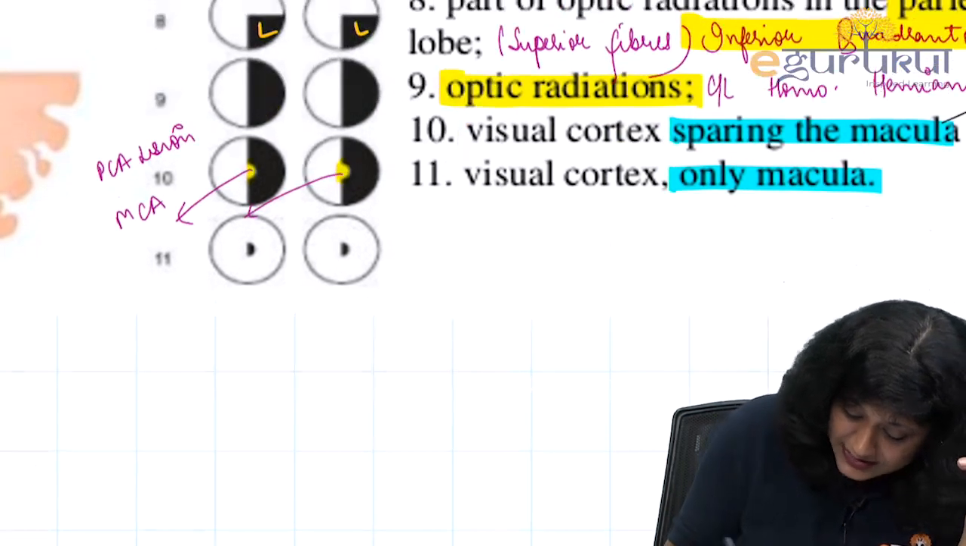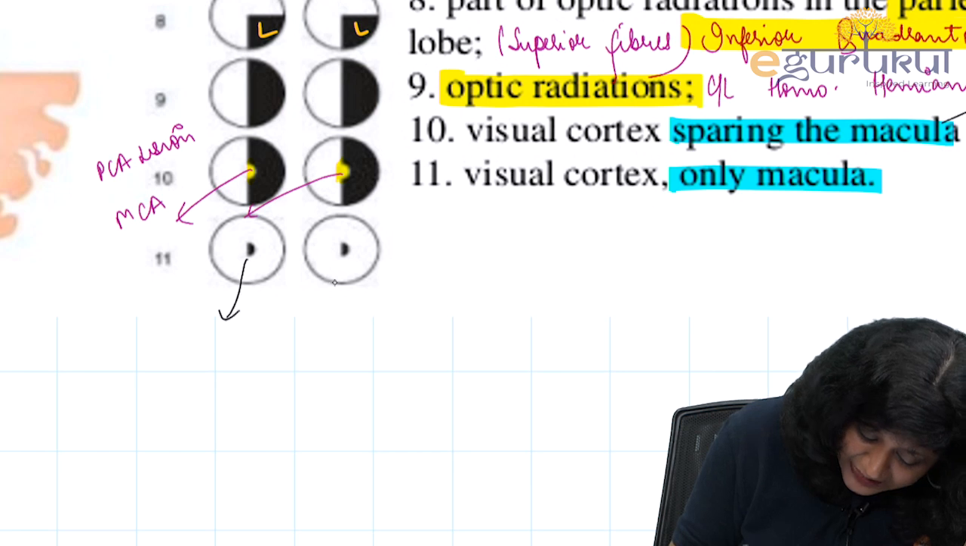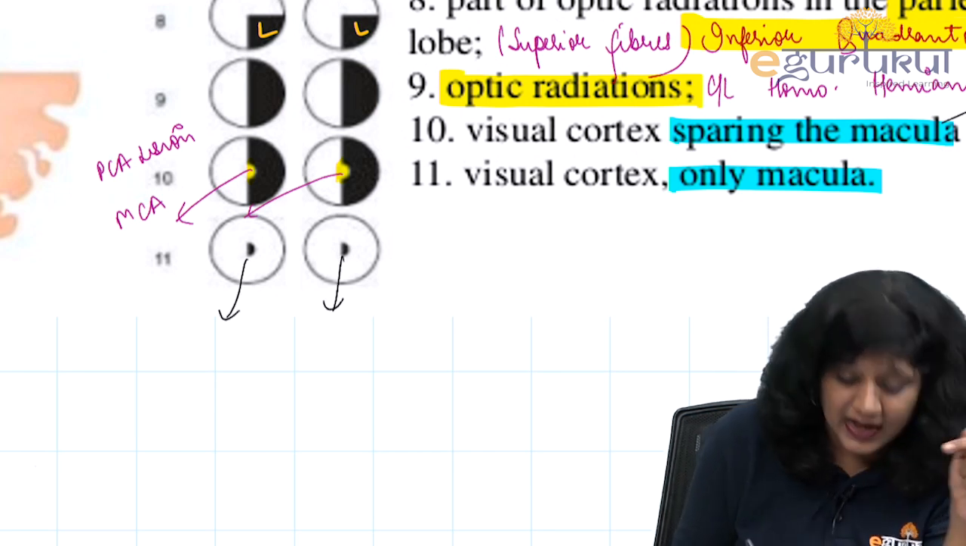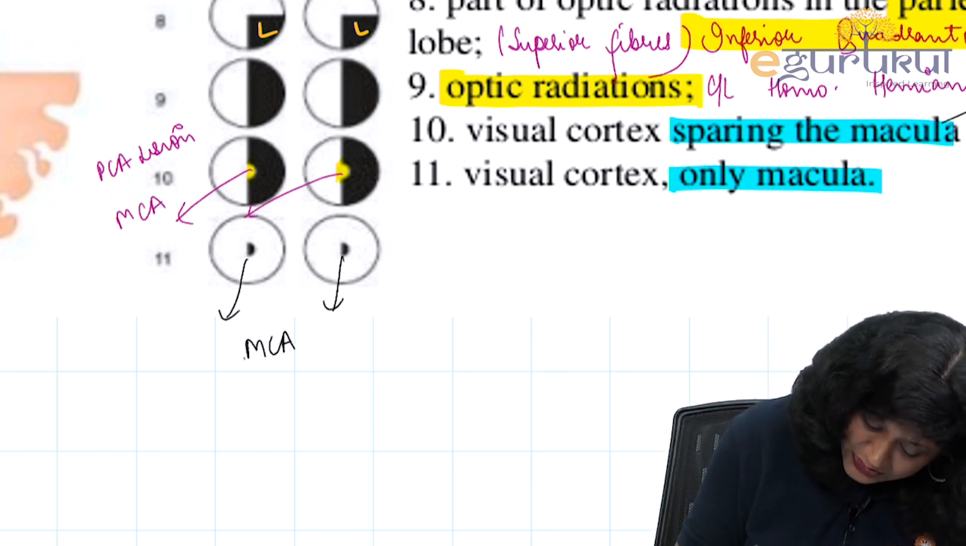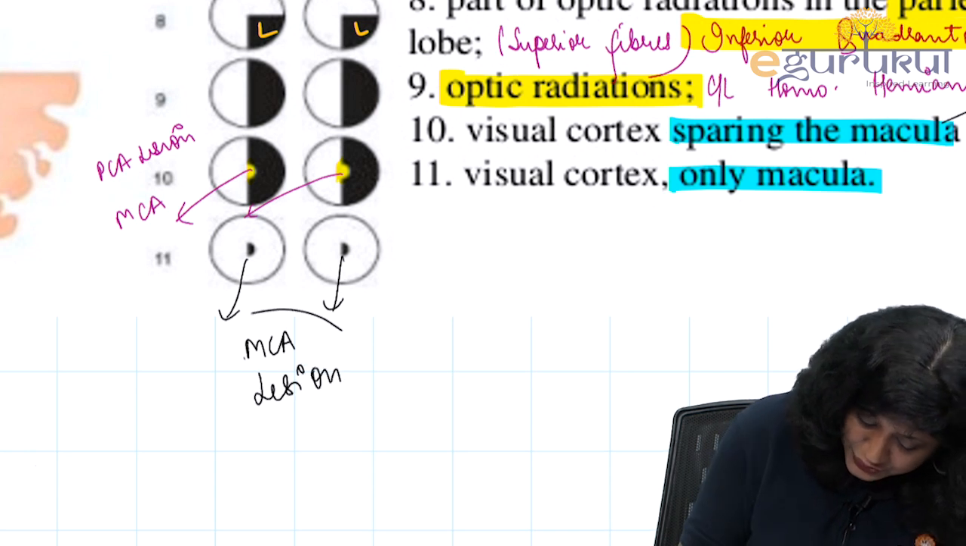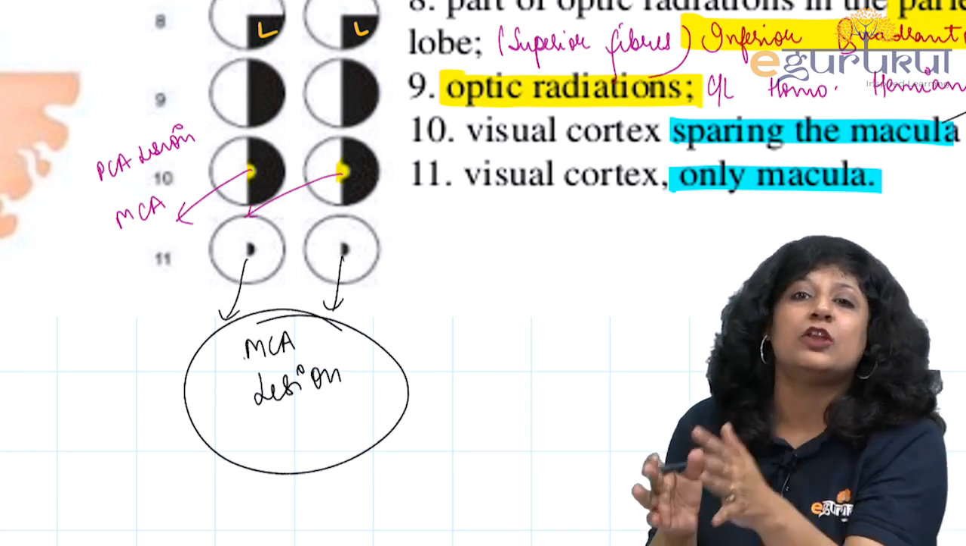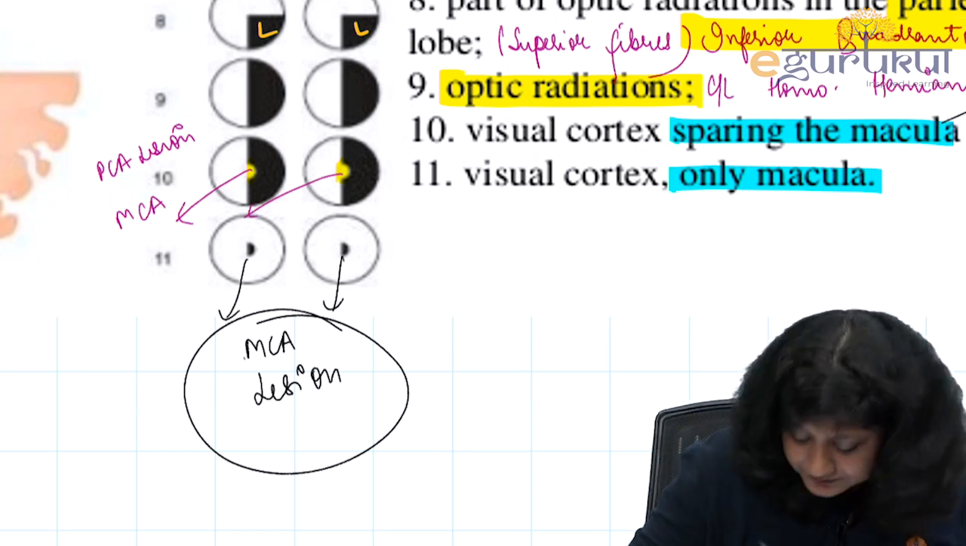But in the next case, can you see here? Here I have a lesion in the area which is supplied by the middle cerebral artery. So this is a middle cerebral artery lesion, and I am going to get involvement only of the macula.